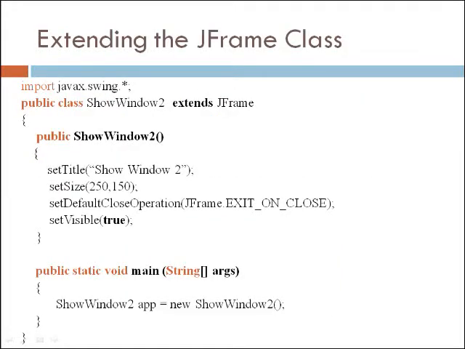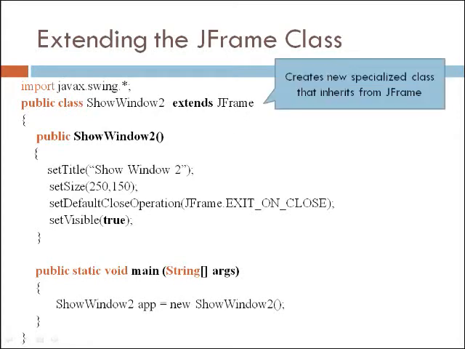Extending the JFrame class. To do this, you must first import javax.swing. We then create a new specialized class that inherits from JFrame by writing public class showWindow2 extends JFrame. Notice the extends is a very important keyword in this example. We then create a constructor called showWindow2 with no arguments and no return type. Within it, we set the title showWindow2, we set the size, and we set the default close operation, which in this case is exit on close.